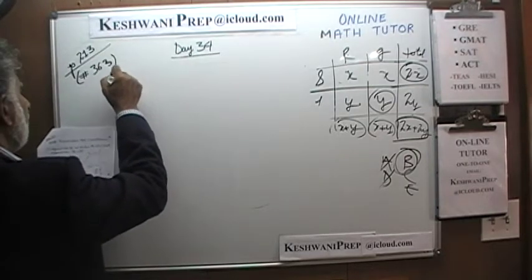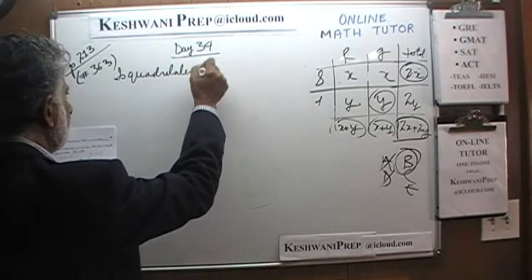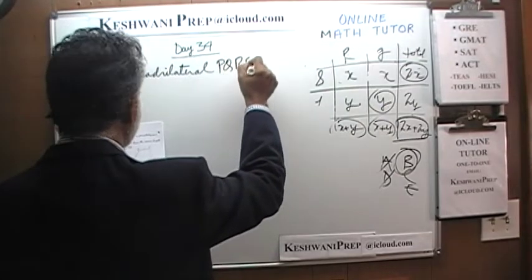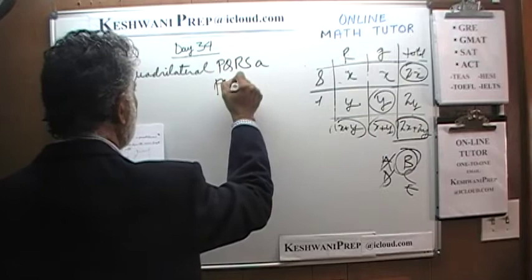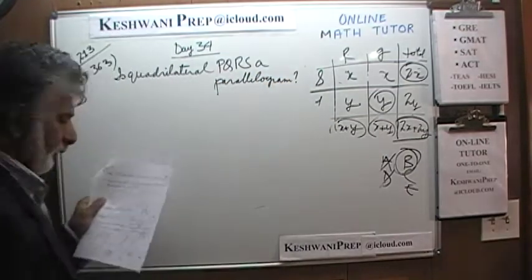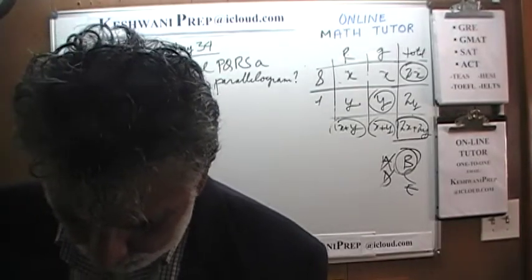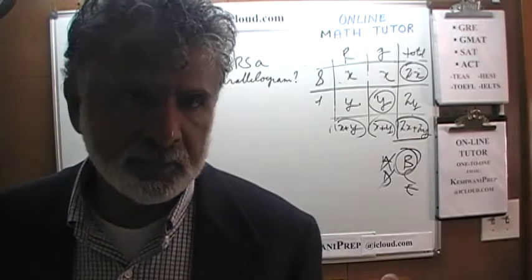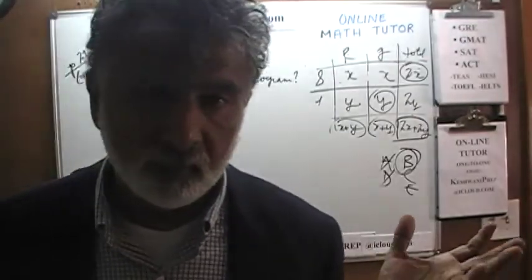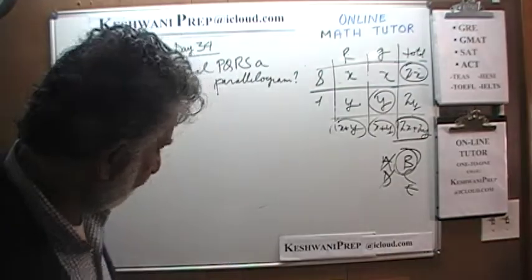363 says, is quadrilateral PQRS a parallelogram? That is all that is being asked, and that is all that is there. They do not give us any picture of parallelogram. It's just a quadrilateral. All we're told is that we have a four-sided picture, PQRS. Is it a parallelogram? Let's see what they tell us.